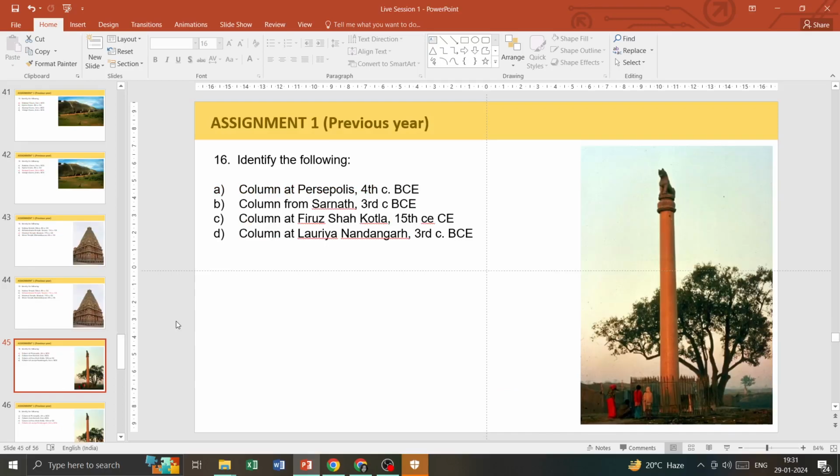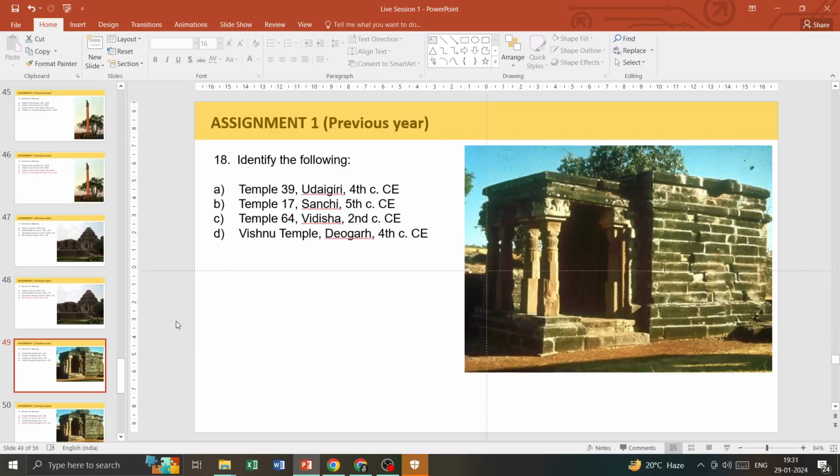Lauriya Nandangarh is a small town in Bihar, and this column is there. There is this whole pillar, and then there is a lion sitting on the pillar, so you can identify it by that specifically. Then this is Sun Temple, Konark in Odisha. Then this is again Temple 17, Sanchi, one of the oldest temples we have on record. Then this is Shore Temple, Mamallapuram.